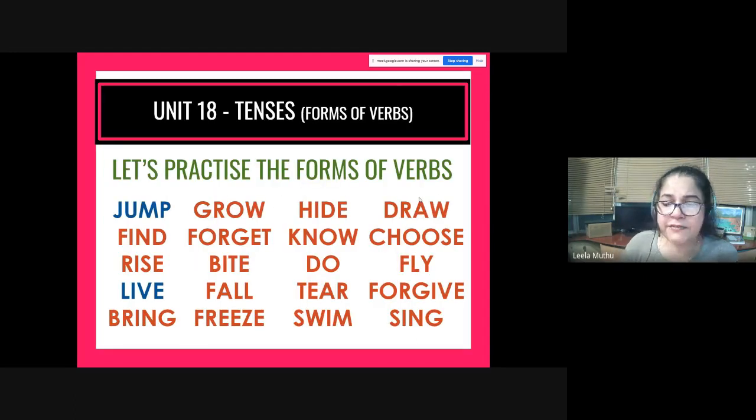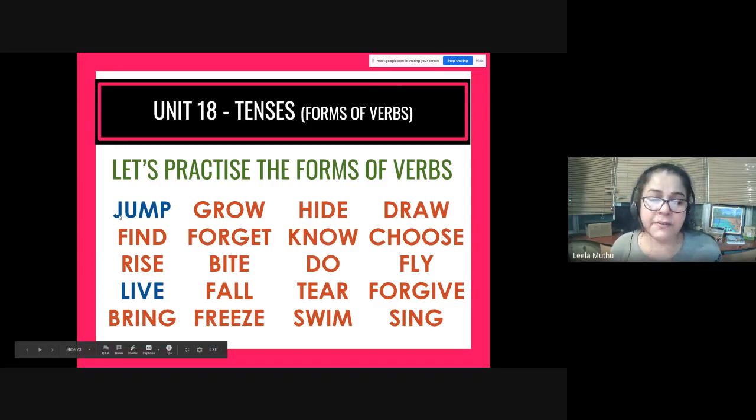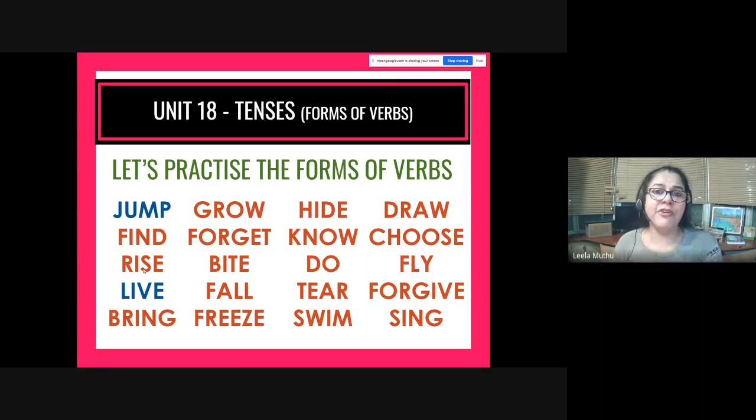So, children, these are the different forms of verbs. The reason I've given these is because all the others, like jump, the done form is jumped, find is found, rise, the done form is risen, the simple past is rose, live, lived, had lived, or have lived. It's the same. The did and the done are the same. Bring, brought, bringing, and had or have brought. Same.